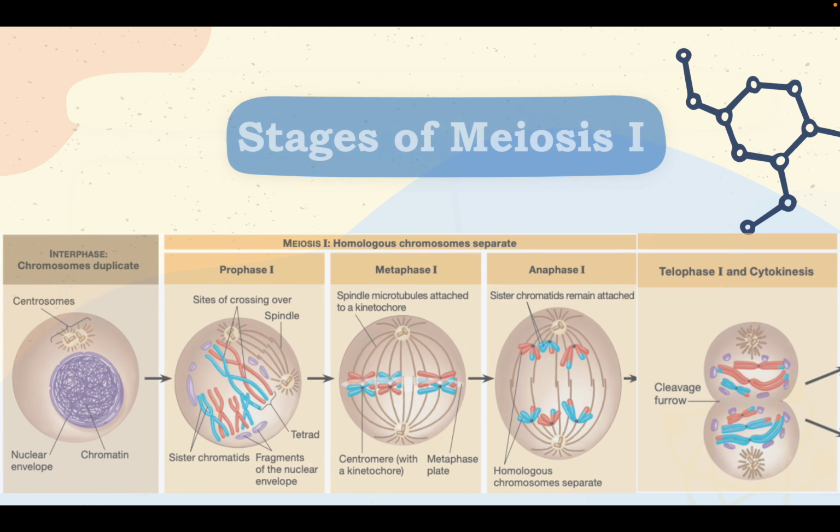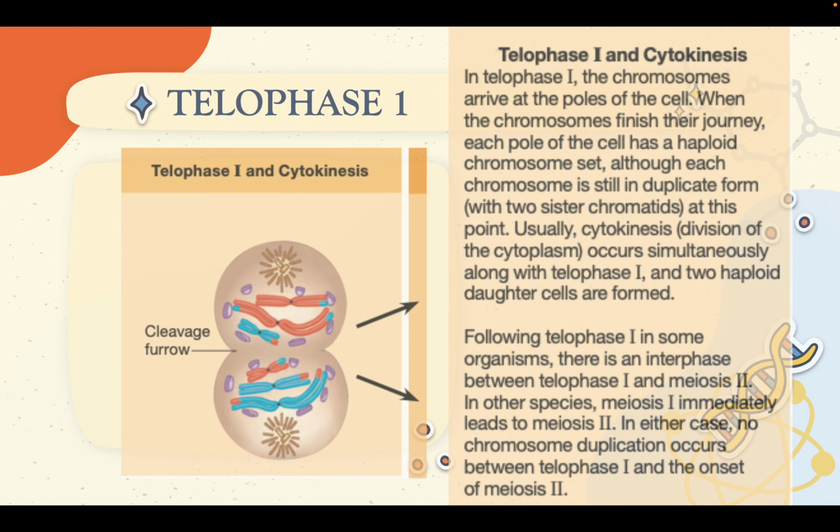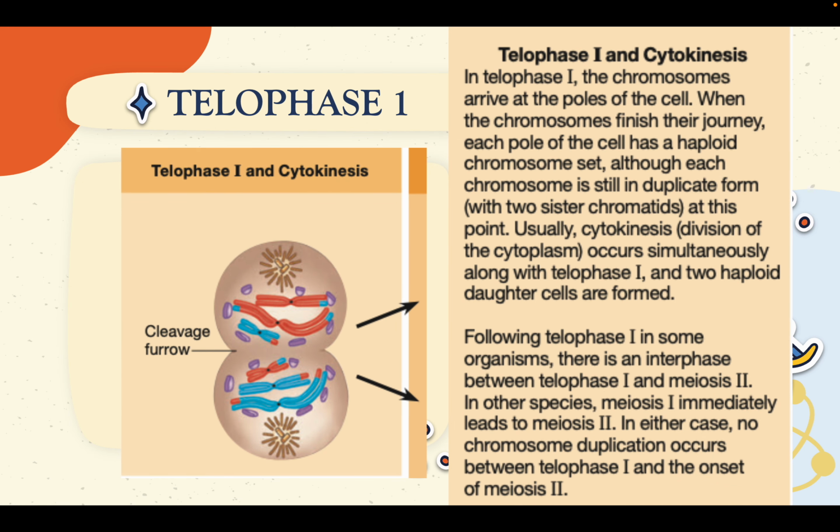Okay, and the last one for meiosis 1 is the telophase 1 and cytokinesis. Okay? So in telophase 1, the chromosomes are what? Reaching the ends of the cell. At the end of the cell, there's now a group of chromosomes, but they are still in pairs, like having twins in each group. So, look at the genetic diversity.